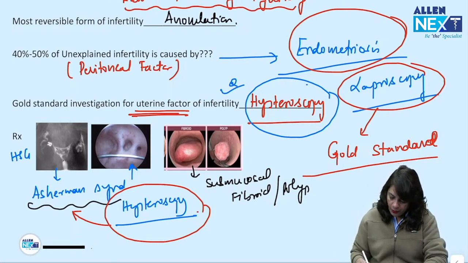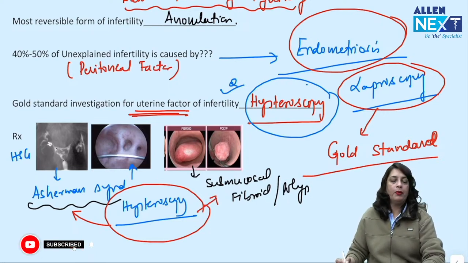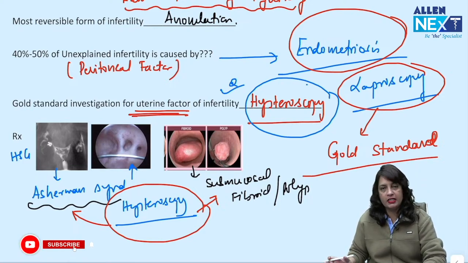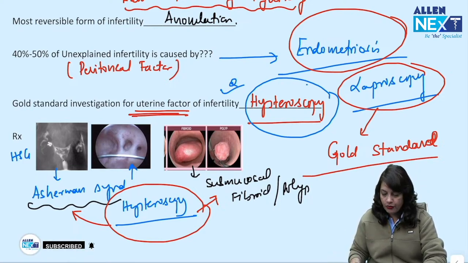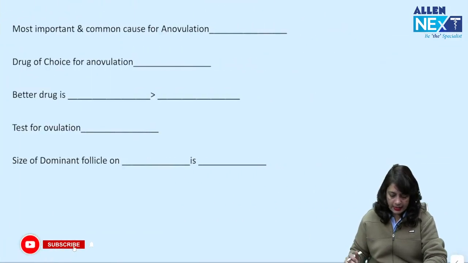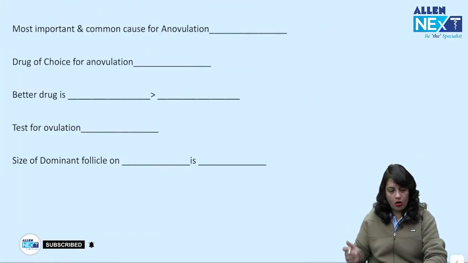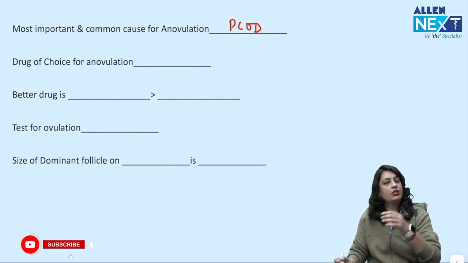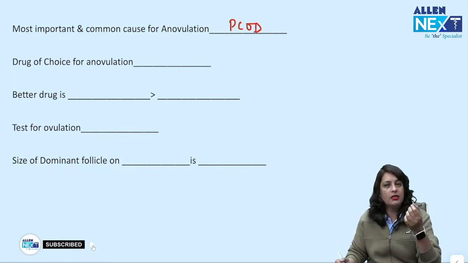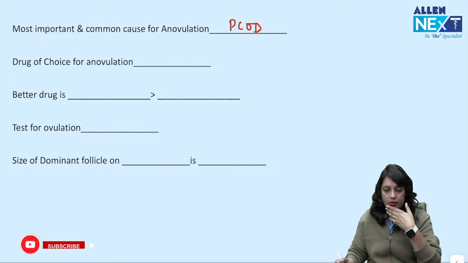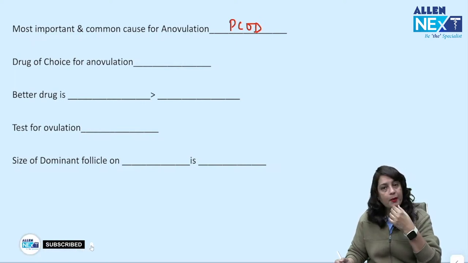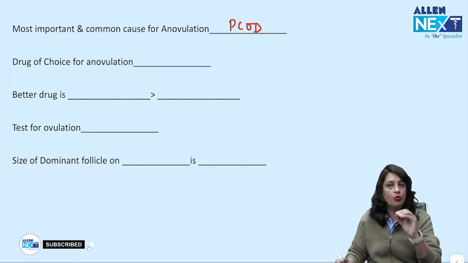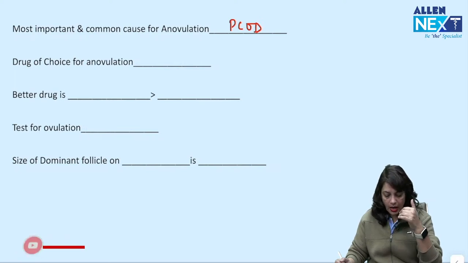Now submucosal fibroid or polyp can be removed by hysteroscopy. So hysteroscopy remains the gold standard investigation for uterine factor of infertility. Next, the most important and common cause of anovulation is polycystic ovarian disease. Other causes of anovulation can be radiotherapy, Turner syndrome, or hyperprolactinemia, that is a systemic cause for anovulation, but PCOD remains the most important and most common cause for anovulation.